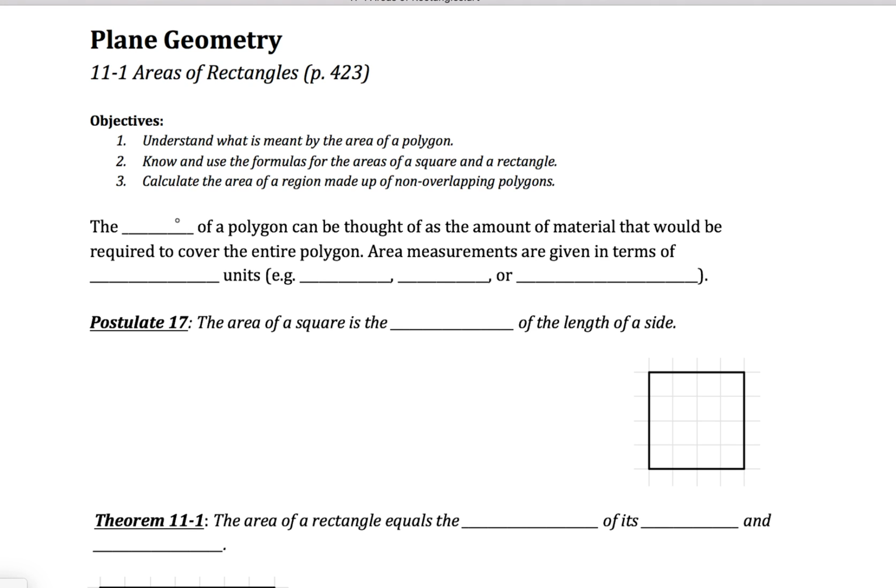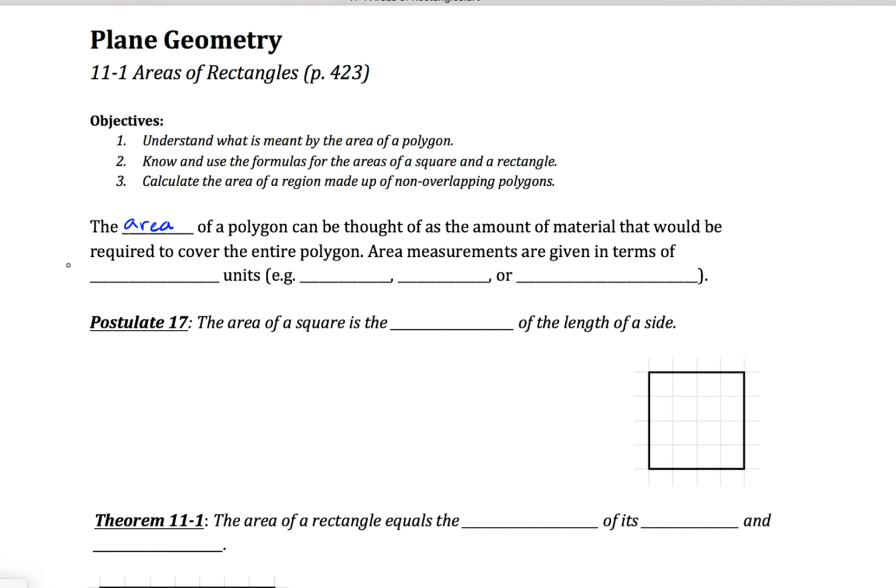It's probably something you already know and understand, but just to make sure we're clear, when we say that we're talking about the area of a polygon, what we're looking at is the amount of material that would be required to cover the entire polygon. Sometimes I think of it as the amount of carpet or paint or some material that you would need in order to cover that entire polygon.